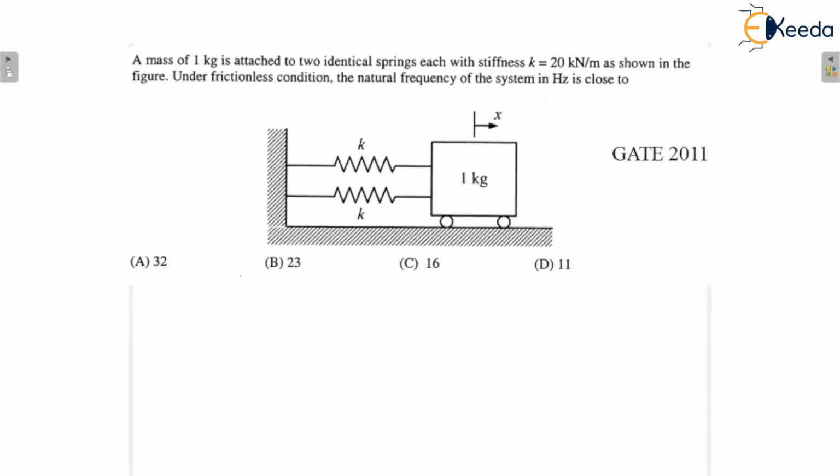A mass of 1 kilogram is attached to two identical springs, each with stiffness K equal to 20 kilonewton per meter, as shown in the figure. Under frictionless condition, the natural frequency of the system in hertz, that is very important. In hertz, you have to calculate the natural frequency is close to. That means you have to find out the approximate value.